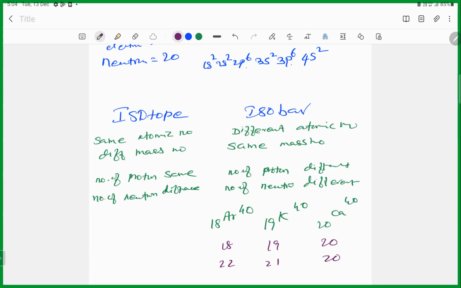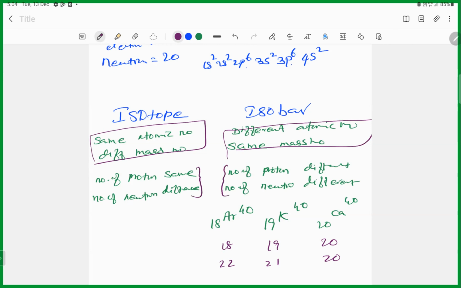Sir, I said they're different because the mass number is never going to be same. From this part, if you are seeing, it will become reverse. But when you are coming to the actual part, they are different. Isotope: same atomic number, different mass number. Isobar: different atomic number, same mass number. Number of proton same, number of proton different. Number of neutron different, number of neutron different. Is it clear? Okay, sir.